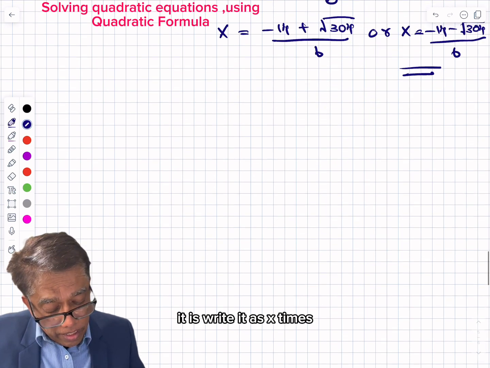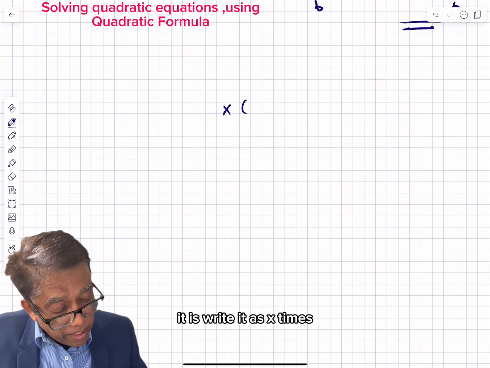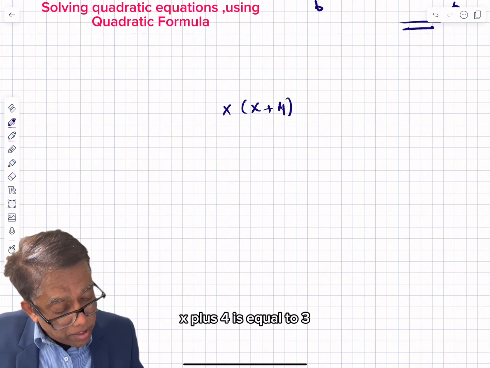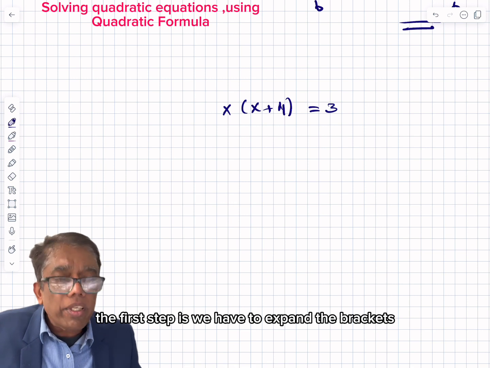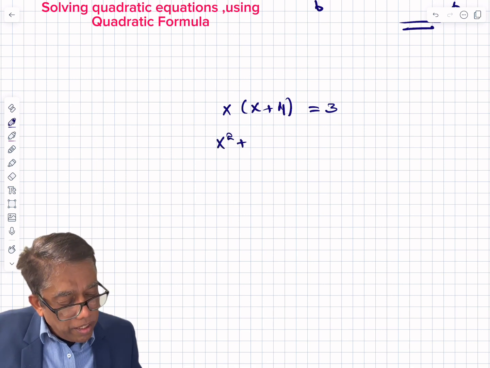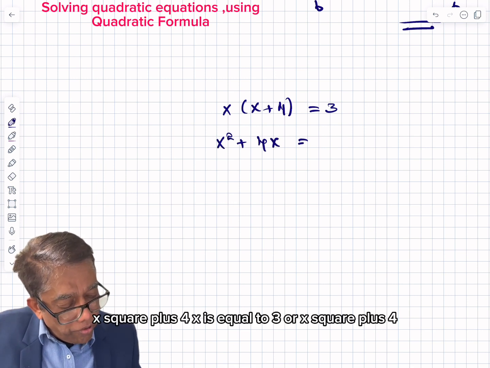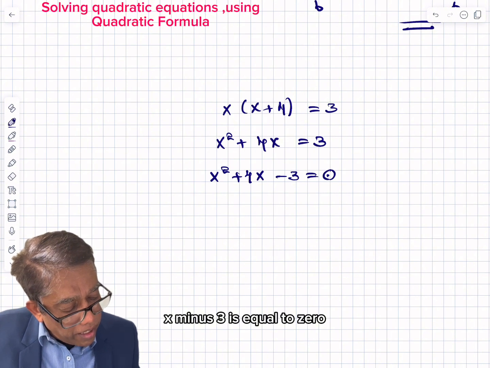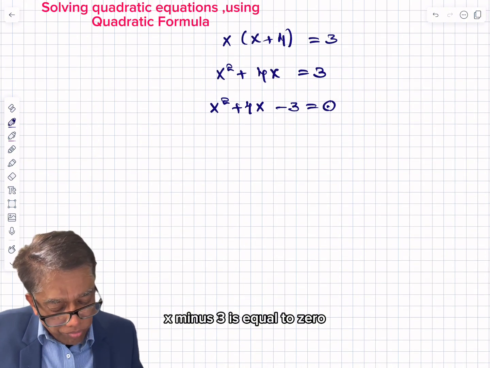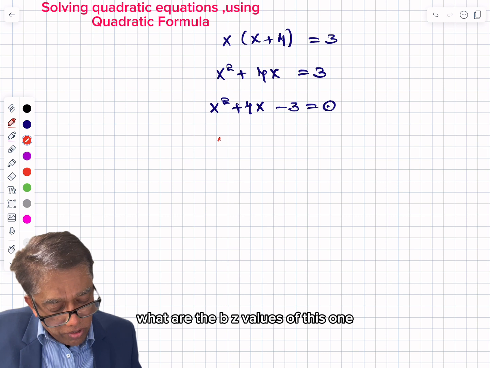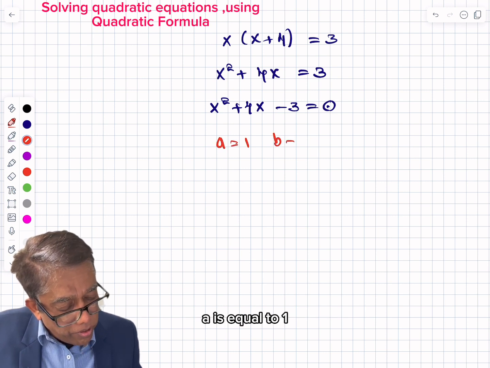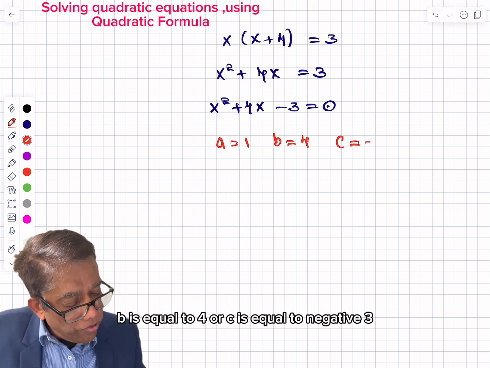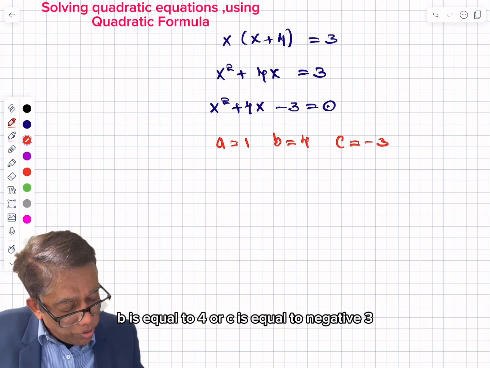Let's go to my next example. I'll write it as x(x + 4) = 3. The first step is we have to expand the brackets. x² + 4x = 3, or x² + 4x - 3 = 0. What are the a, b, c values of this one? a is equal to 1, b is equal to 4, and c is equal to -3.